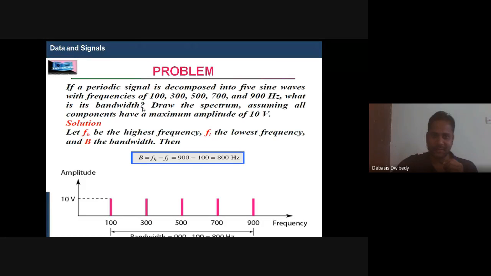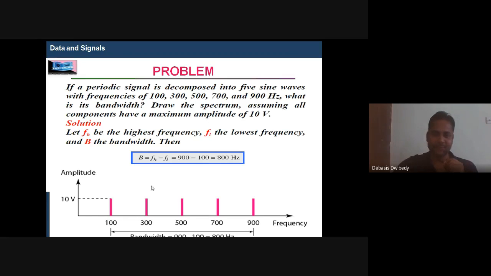Now we will come to the definition of the bandwidth. Kya hai ki highest frequency minus lowest frequency, we will get it. So the bandwidth kya hoga? Highest frequency minus lowest frequency. Yahan pe highest frequency hai 900, lowest frequency 100. So bandwidth mera ho jayega 800 Hertz. Done. Abhi question hai ki draw the spectrum assuming all components have a maximum amplitude of 10 volt.